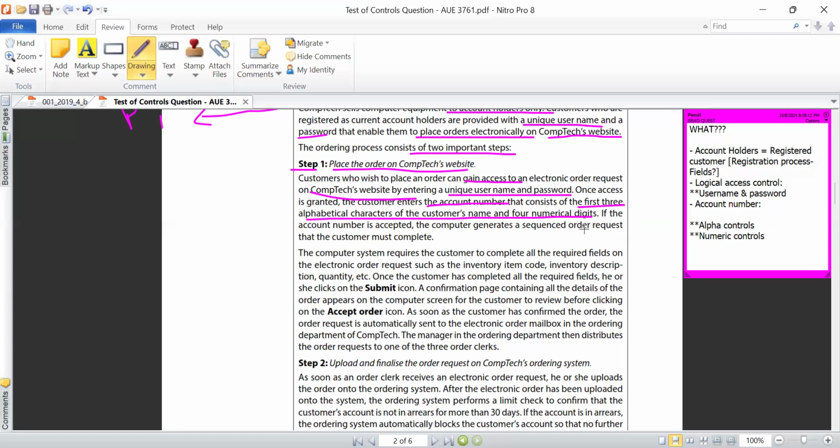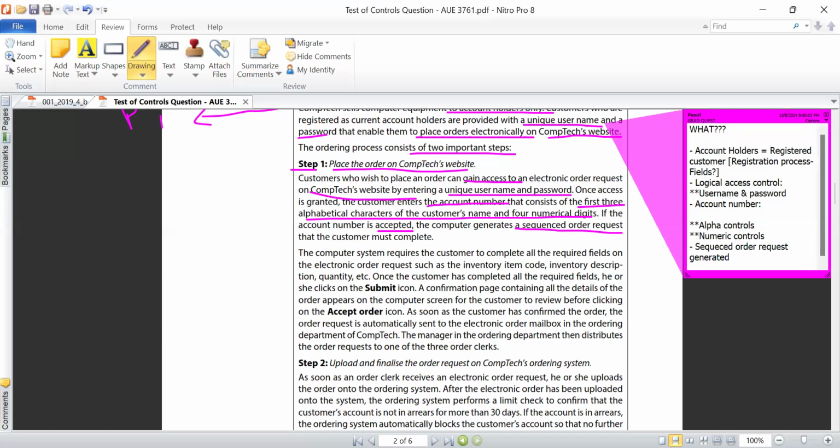Right. And then we continue. If the account number is accepted, meaning to say if it is valid, what does the computer do? The computer generates a sequenced order request that the customer must complete. So if it's sequenced, to me, that's another control. There's a sequenced order request that is generated.